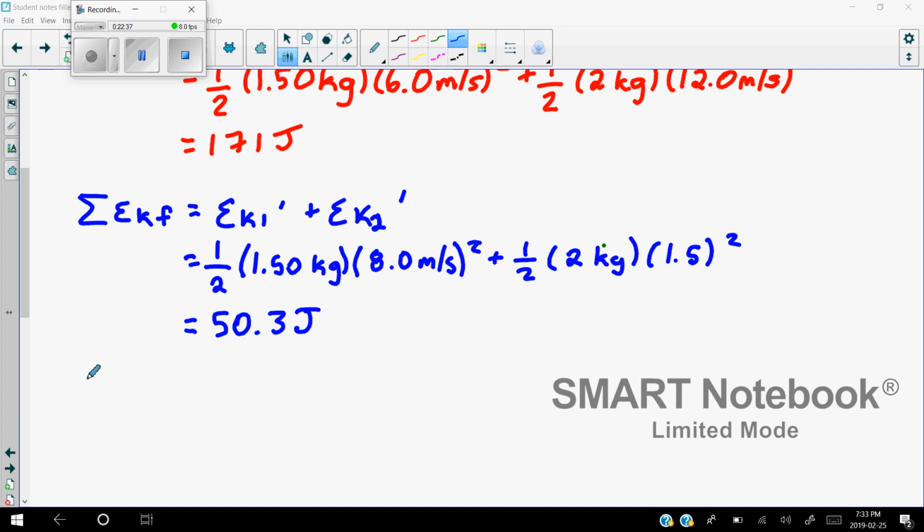So notice that in this case, once again, our EKI was greater than the sum of our EKF. Therefore, it's an inelastic collision.